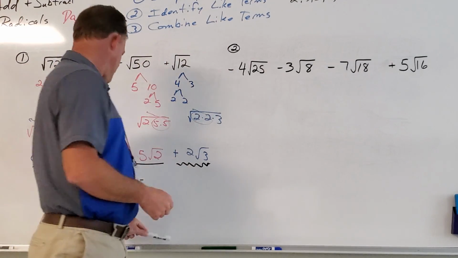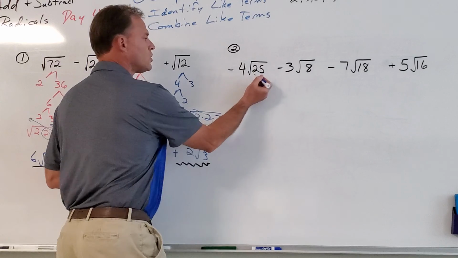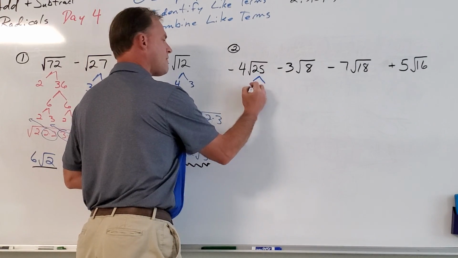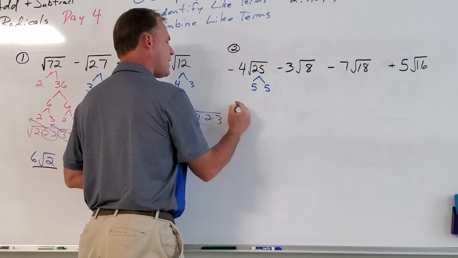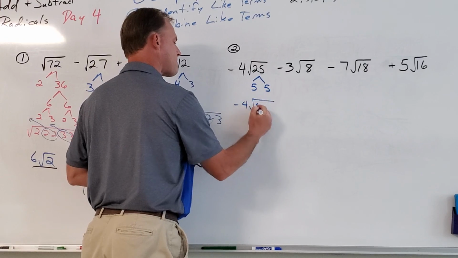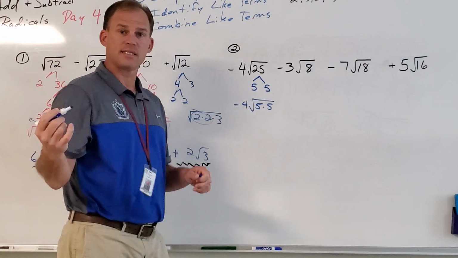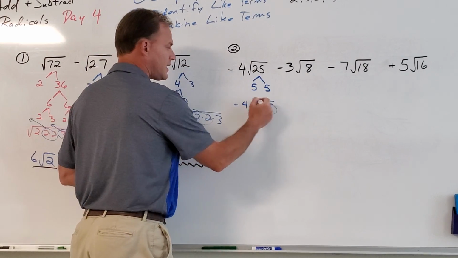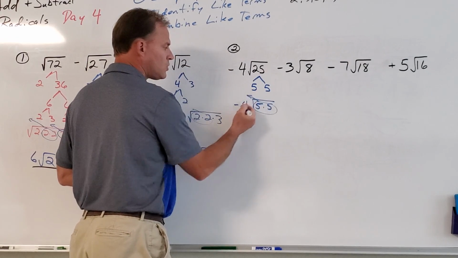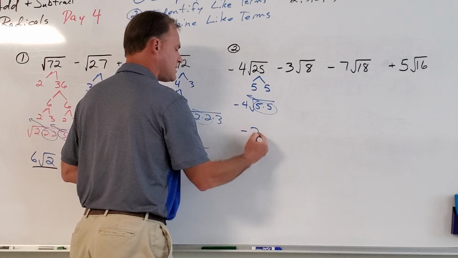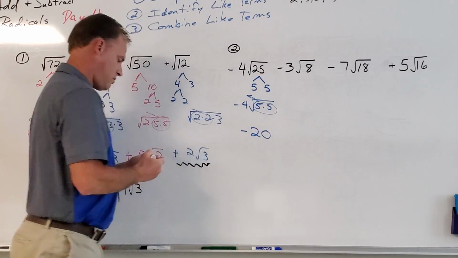Number 2, 25. 5 times 5. So I got a negative 4 outside, that stays there. I got a pair of 5s on the inside, they're getting out. Multiply the things on the outside, so that is negative 20.